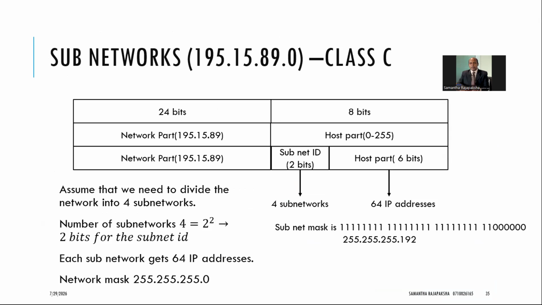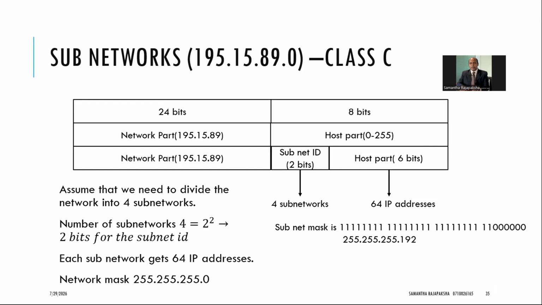Because now we have divided the network into subnetworks, and each subnetwork gets 64 IPs. 64 means 2 to the power 6. Therefore, you have to allocate 6 bits for the host and 2 bits for the subnets. The subnet mask will be: the 6 bits are 0, and all the other 26 bits are 1. Then it is equal to 255.255.255.192 as the subnet mask.